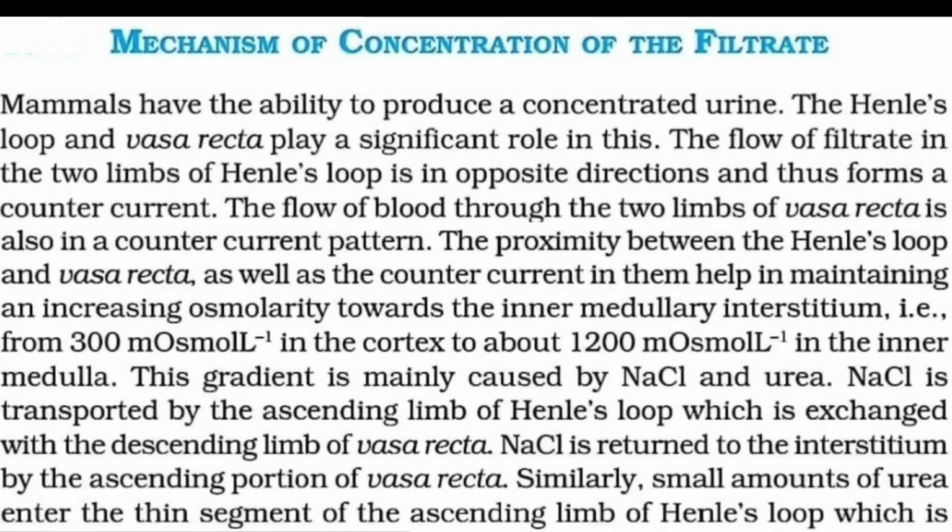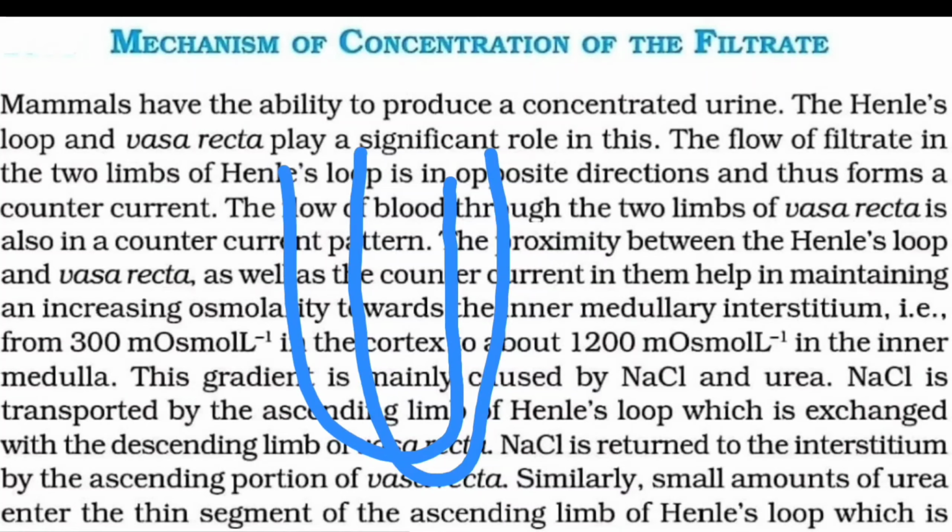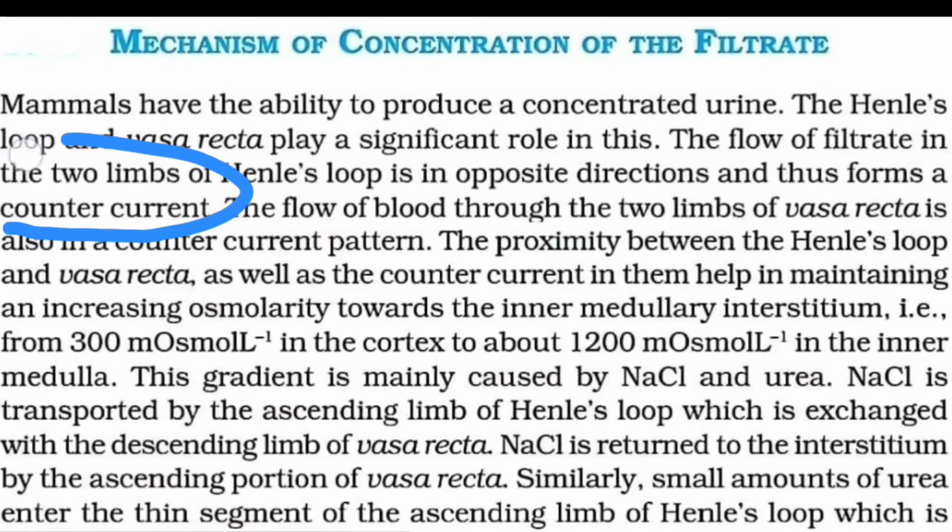Now, the flow of the filtrate in the two limbs of the Henle's loop is in the opposite direction and thus forms a counter current. Now, I'll be drawing in this fashion. This is the loop of Henle for me, and this will be the vasa recta. If something is flowing in this direction in the loop of Henle, then in the vasa recta it will be flowing in the opposite direction. This is the reason why we are calling it a counter current.